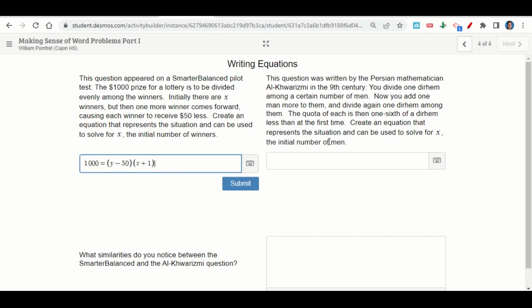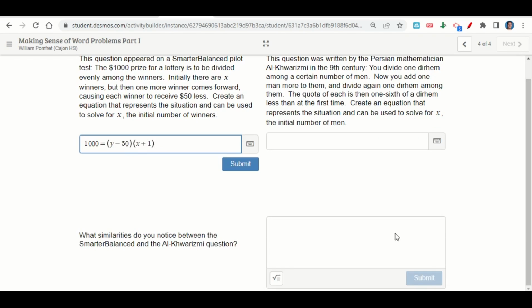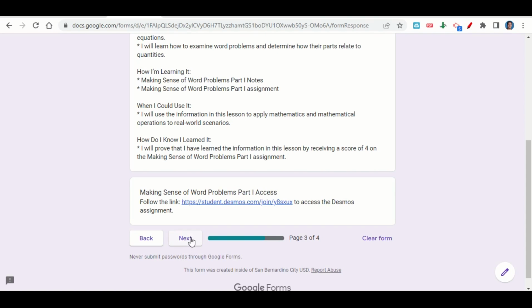You'll do another one kind of similar to it here, and then at the end you're just going to state what similarities you notice between the two equations. Once you're done with that, you'll go back to your Google form and click Next. This will take you to your Before You Go. Go ahead and fill out your Before You Go and then submit your work on Google Classroom.